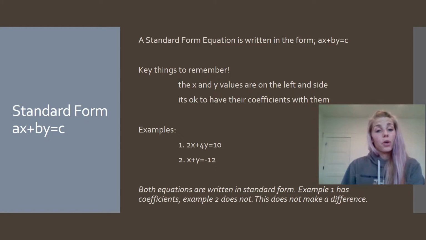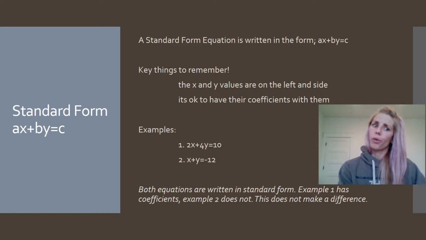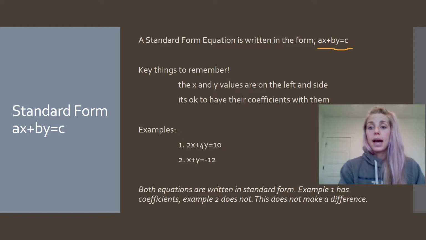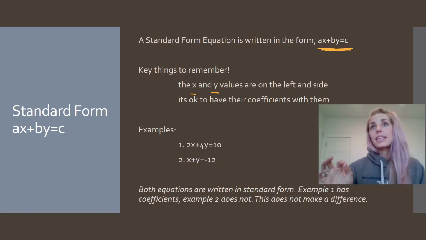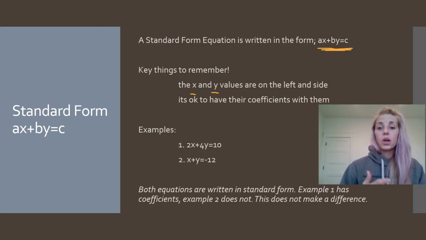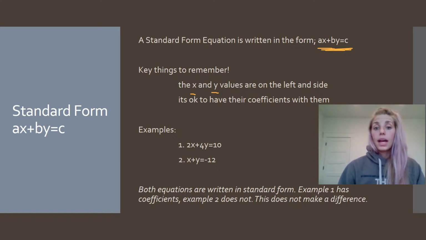So first is standard form. This is the first form of the equation that we used in this class, and the general mathematical form is ax plus by equals c. And what that really means is the x and the y values are on the left-hand side. That's its key identifying factor.